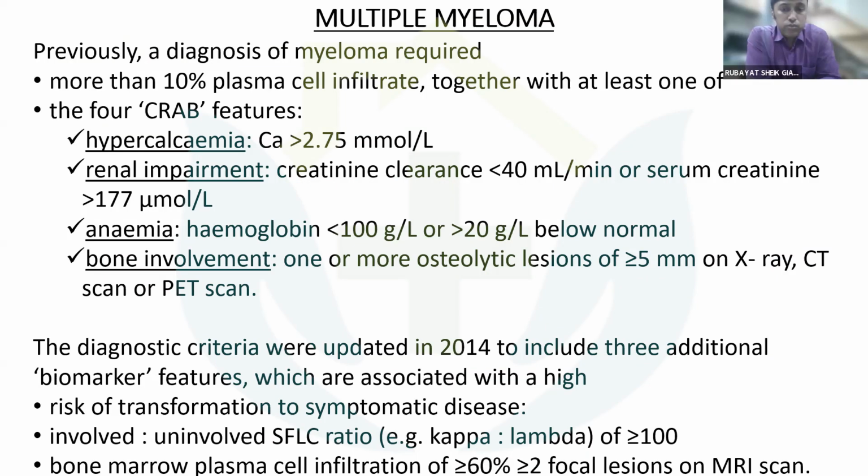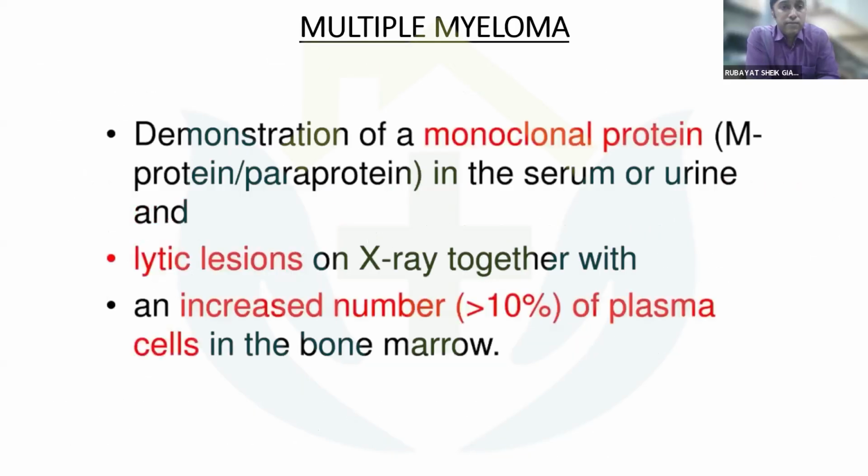It is not necessary to know all the details of the diagnostic criteria. Just remember the presence of more than 10% plasma cells in the bone marrow, along with CRAB features. This was the typical diagnostic criteria used to diagnose multiple myeloma. The easier diagnostic criteria would be this: presence of a monoclonal protein in the serum or urine, as we'll see later; presence of lytic lesions on a skeletal survey, and presence of more than 10% plasma cells in the bone marrow. This is the basic diagnostic criteria that we use practically when we are managing patients, and this will be in your scenario too.